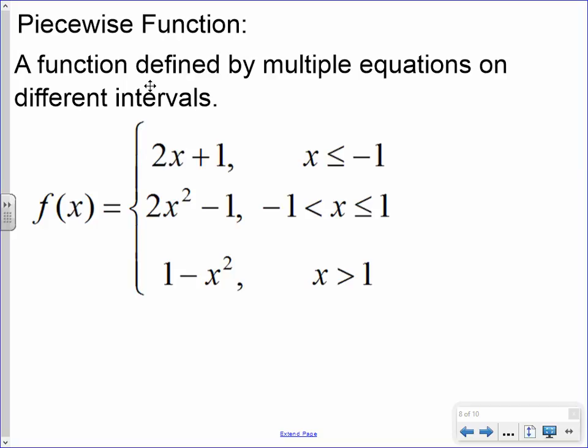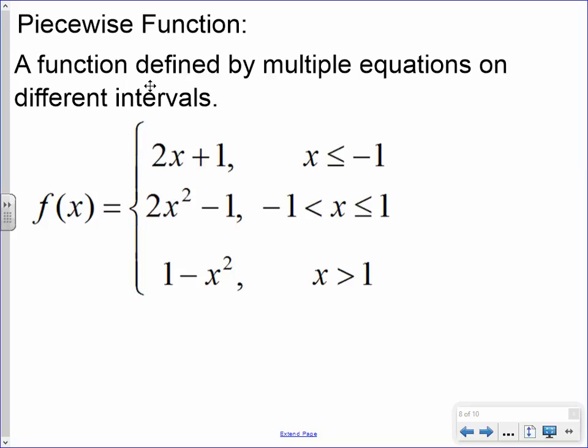Okay. So basically, when x is less than or equal to 1, we have 2x plus 1. When x is between -1 and 1, we have 2x squared minus 1. When x is bigger than 1, we have 1 minus x squared. So you can see our domain is all real numbers, but depending on the domain, we have a different graph.